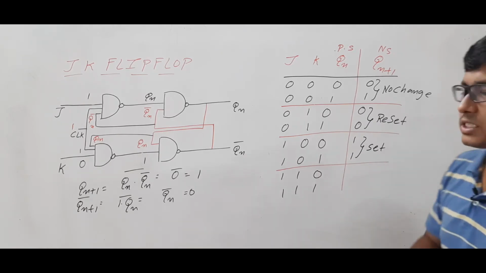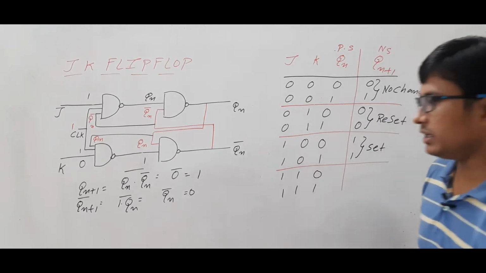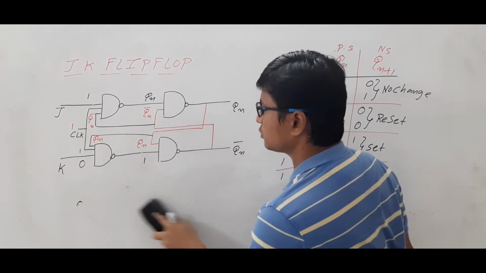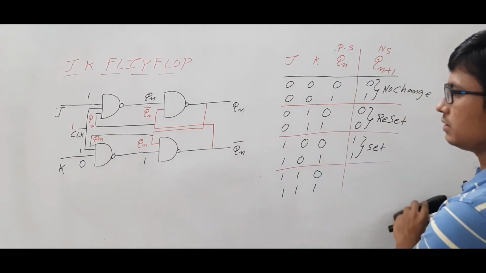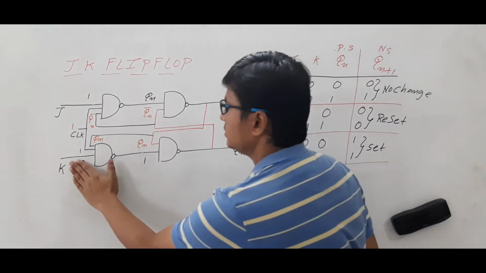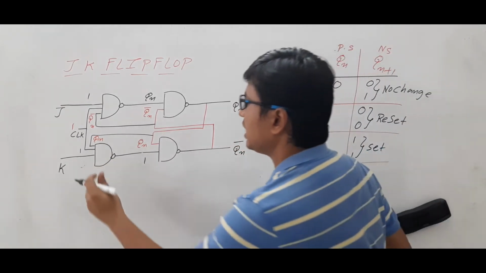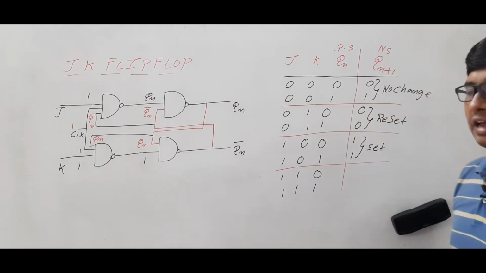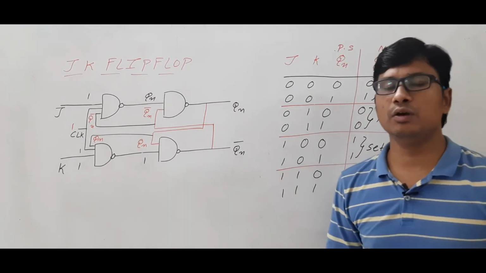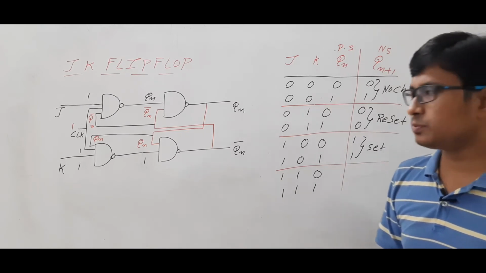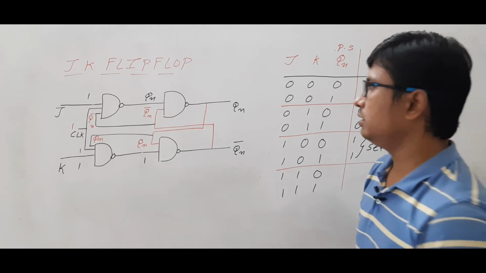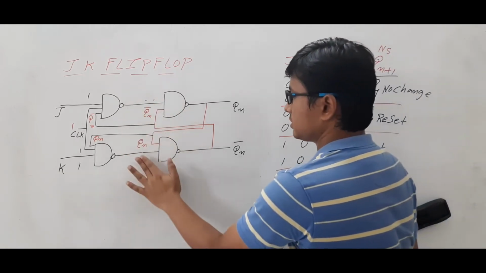Now we will see the next case, J and K value when it is 1 and 1. I request everyone to listen to this case properly. J value is 1, K value is 1. During this, in the SR flip-flop, we will get the invalid output. Now we will see how the JK flip-flop overcomes this problem. J value is 1 and K value is 1. What will be these outputs?